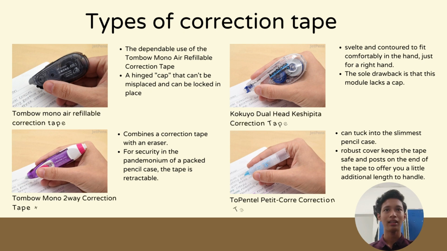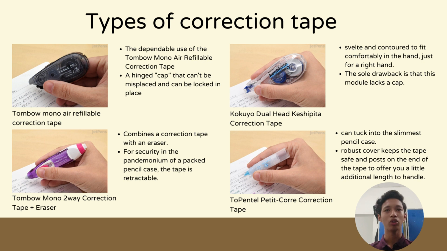Now, types of correction tapes. We have 4 example types to show you. The first one is Tombow Mono Air refillable correction tape. The dependable use of the Tombow Mono Air refillable correction tape: second, higher caps that can be reversible and can be locked in place for security while in transit protect the tips of the Mono Air.